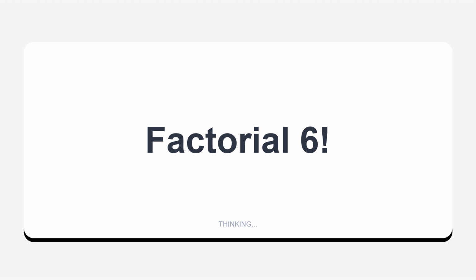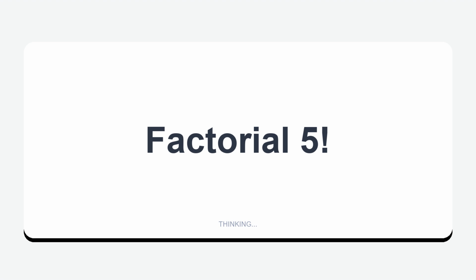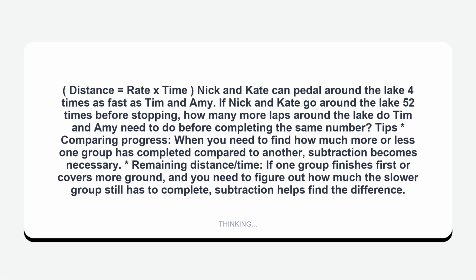Factorial 6: 1 times 2 times 3 times 4 times 5 times 6 equals 720. Factorial 5: 1 times 2 times 3 times 4 times 5 equals 120. Distance equals rate times time.